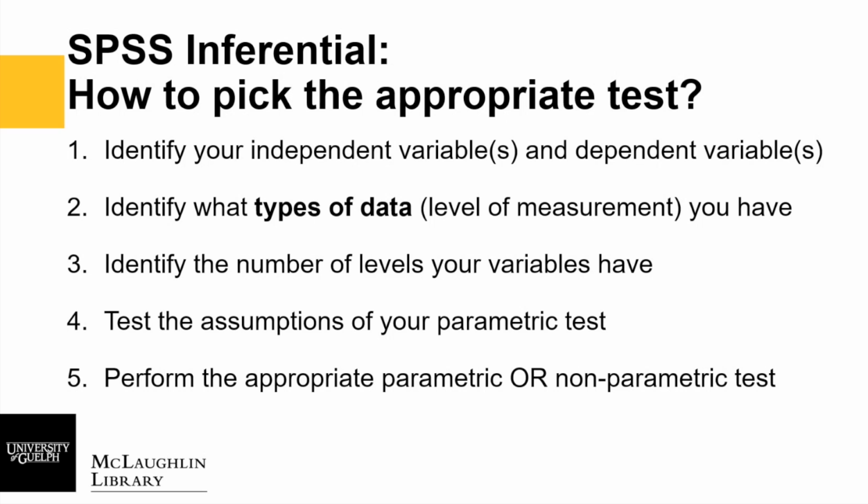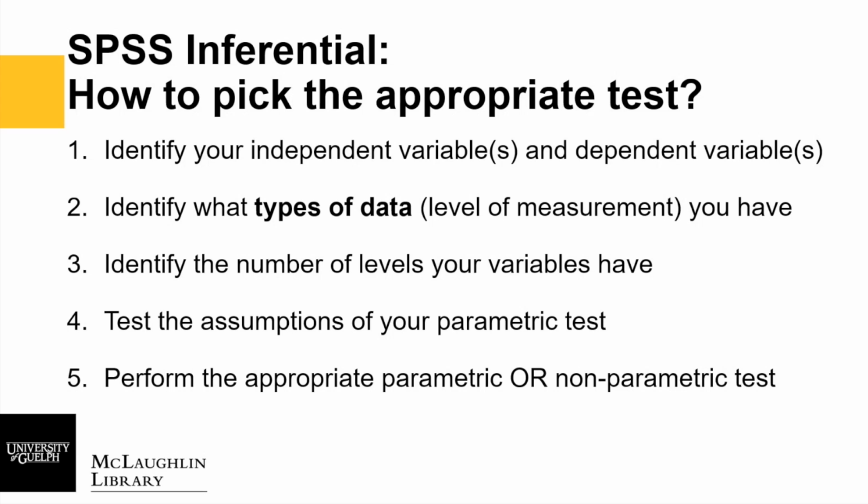So the first thing you need to think about is, what are your independent variables? Or maybe you only have one. What is your independent variable? And what is your dependent variable? Or maybe you've got more than one. What are your dependent variables? You have to be able to say what they are, what kind of data they are. So step 2 is identify what types of data or level of measurement you have. Is it continuous? Is it categorical? Step 3, you can identify the number of levels of your variables. So if you've got an independent variable on gender, do you only have 2 groups? Do you have 3 groups? Do you have more than 3 groups?